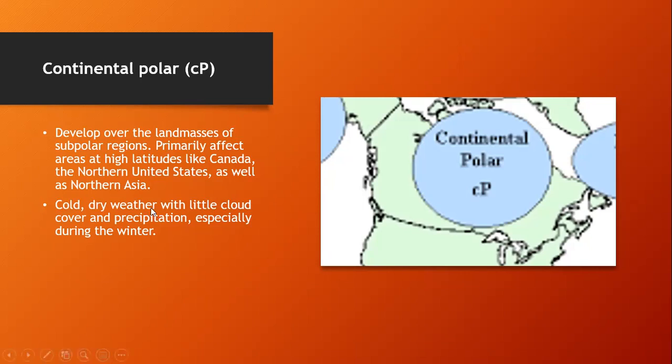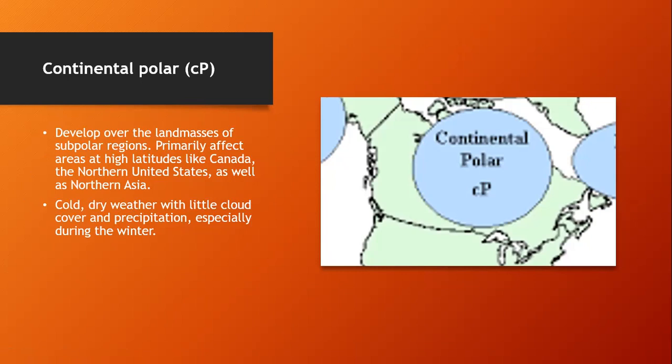And the weather at these places, you have cold, dry weather. Not a lot of clouds, not a lot of rain, not a lot of precipitation. And so that's kind of how you can memorize what weather is associated with these. Just think of the name. So you have a continental polar air mass. Well, okay, you're going to be over land, you're going to be much more northern. So you're going to have dry and cold air.